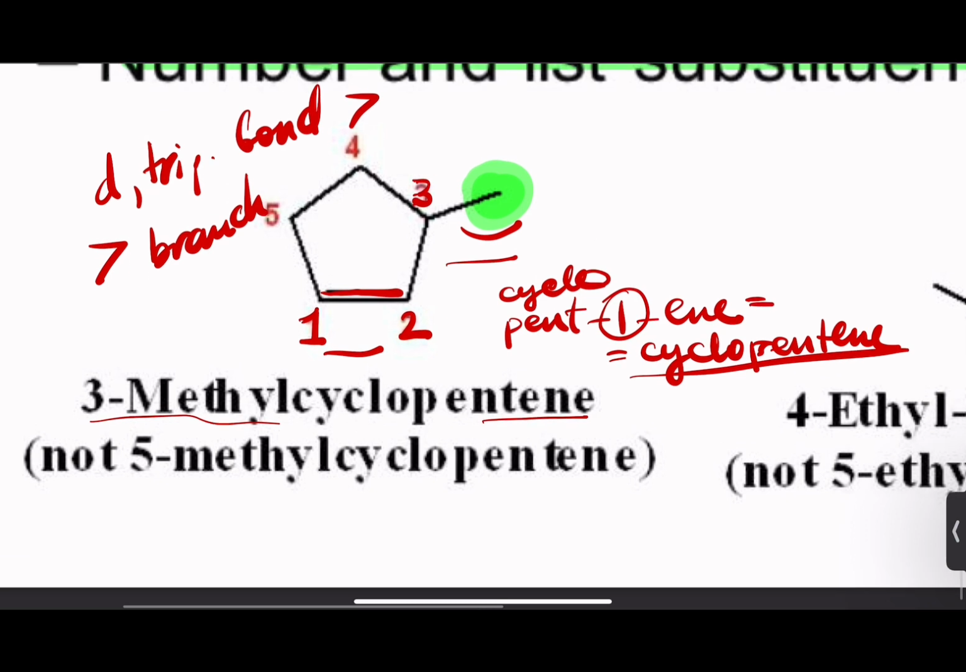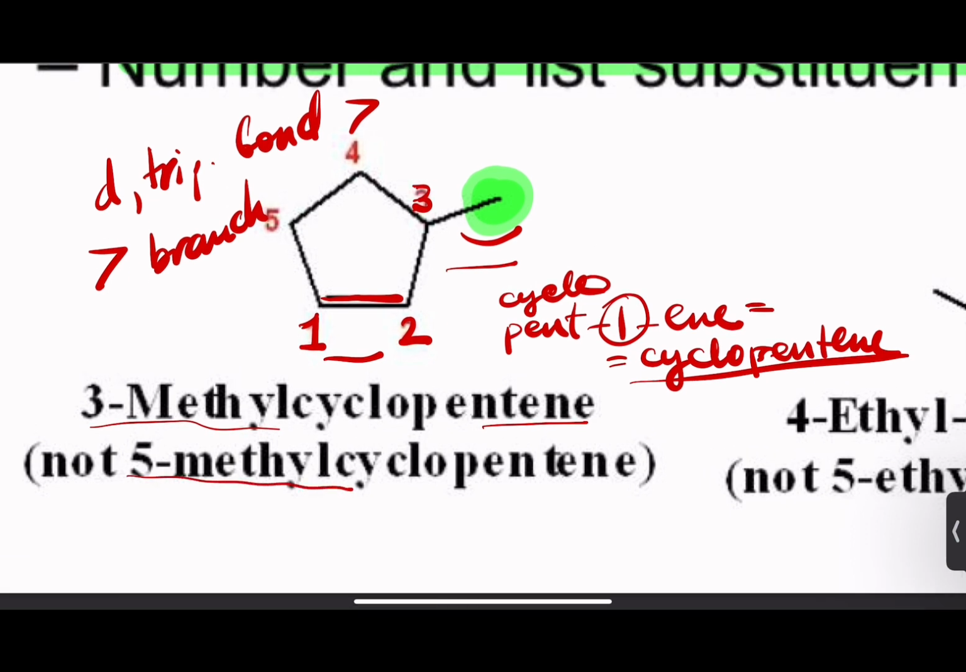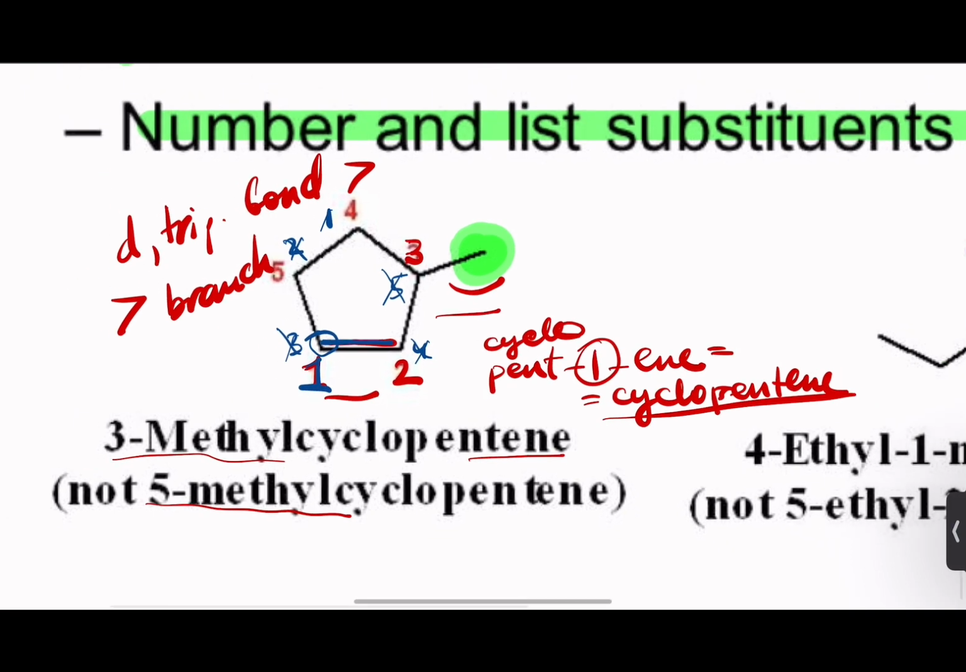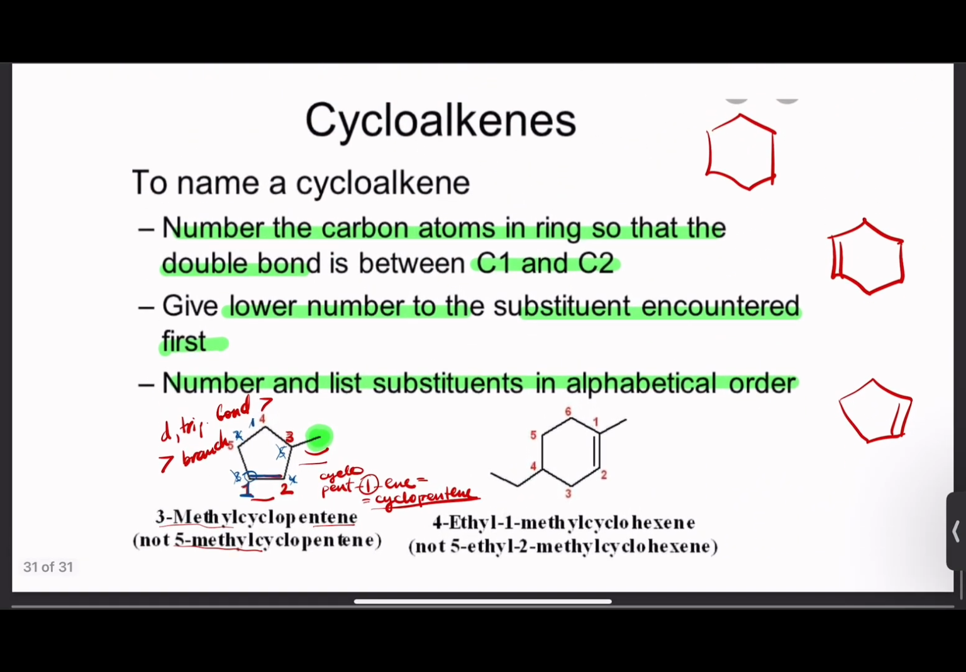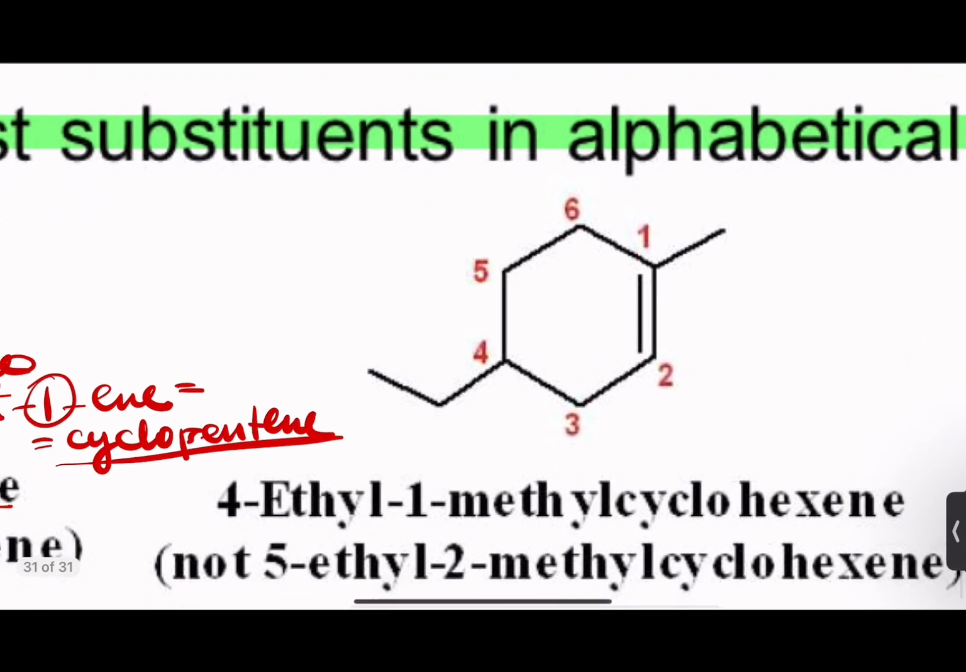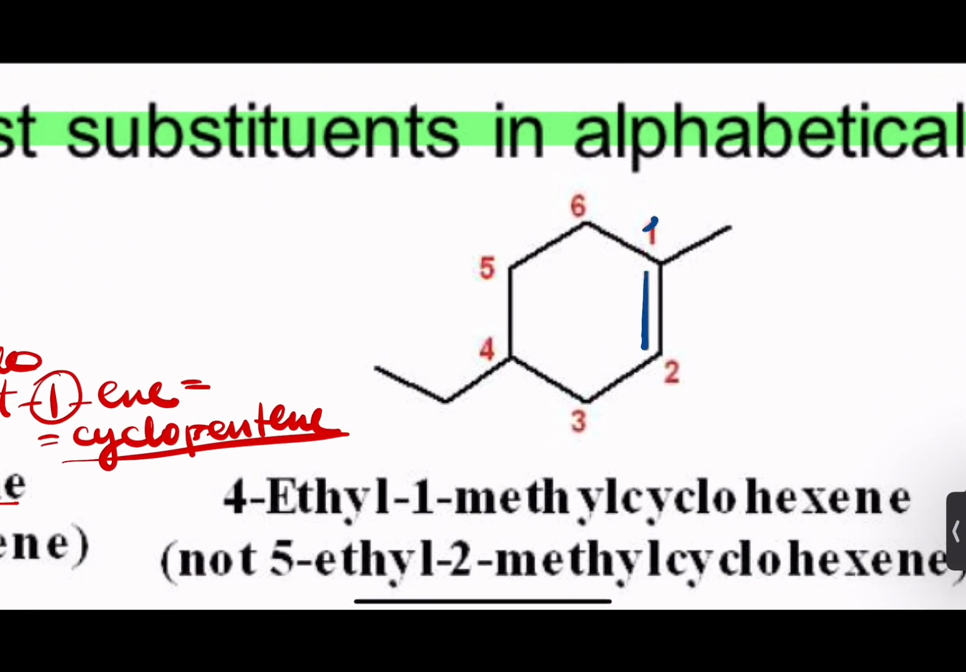So I didn't put 5-methyl. The way 5-methyl would happen, I would start numbering like this: 1, 2, 3, 4, 5, right? I wouldn't do this. I'm just gonna start numbering wherever I have the double bond. So the double bond started here, so I started 1 on this guy. And then same thing in here again. So the double bond is here. I start numbering from here.